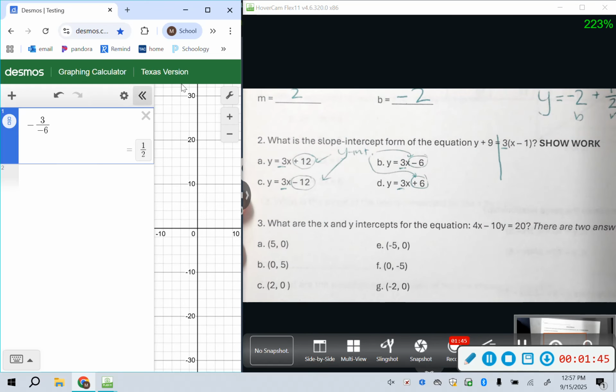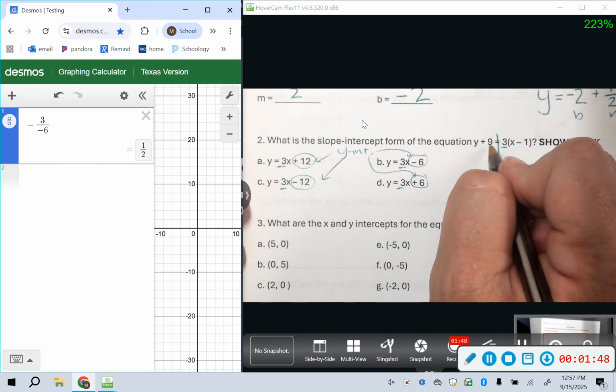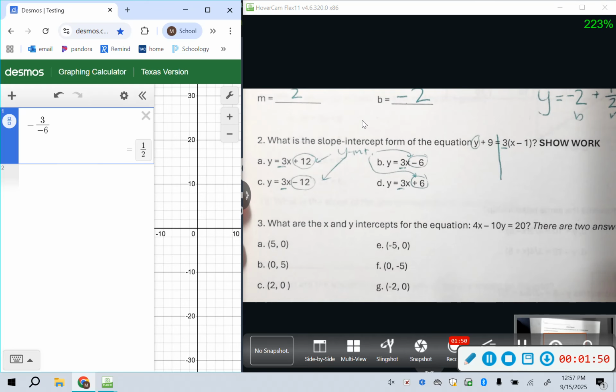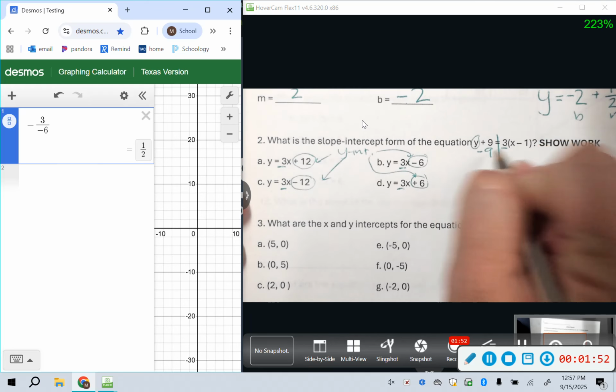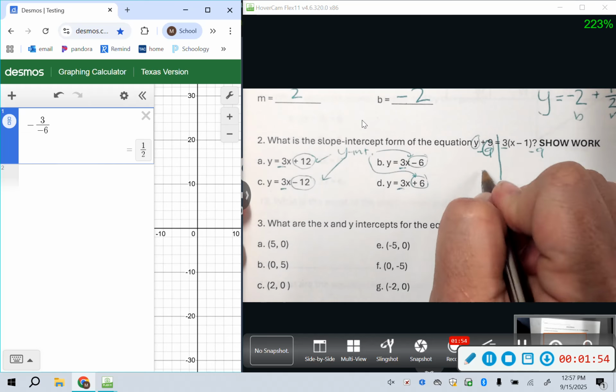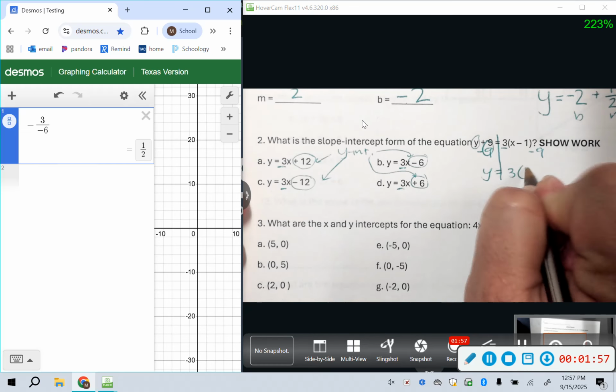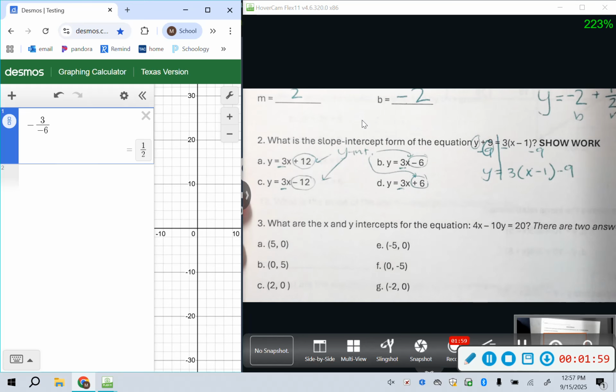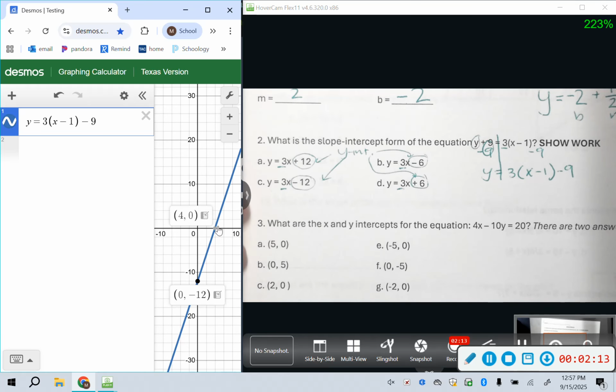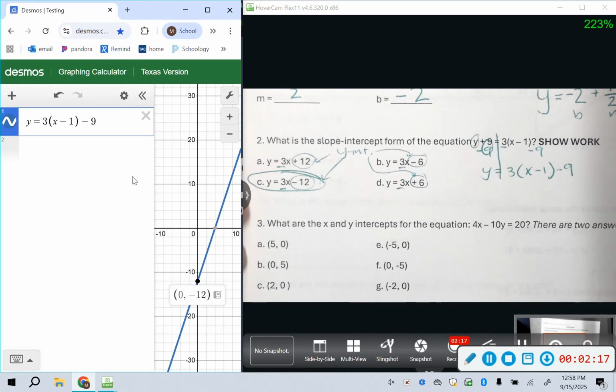Okay, so knowing that, let's get y by itself so we can type it in our calculator. So I have that plus 9 next to my y, so I have to do minus 9 on both sides. And that leaves me with y equals 3x minus 1 minus 9. And I can type that in. Y equals 3 parentheses x minus 1 minus 9. And I need to find my y-intercept, which is negative 12. So which one has a y-intercept of negative 12? It's C.